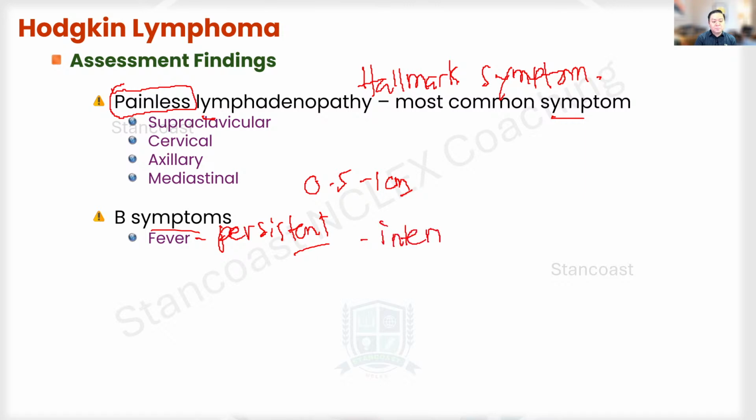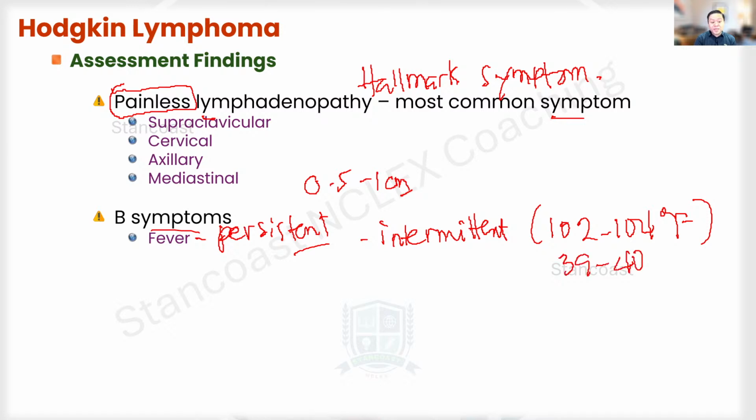It becomes intermittent. And the temperature range would be about 102 to 104 degrees Fahrenheit, or let's say 39 to about 40 degrees Celsius. So that's how the fever is characterized in Hodgkin lymphoma. It is persistent, it is intermittent. And the fever doesn't seem to get associated with other problems.